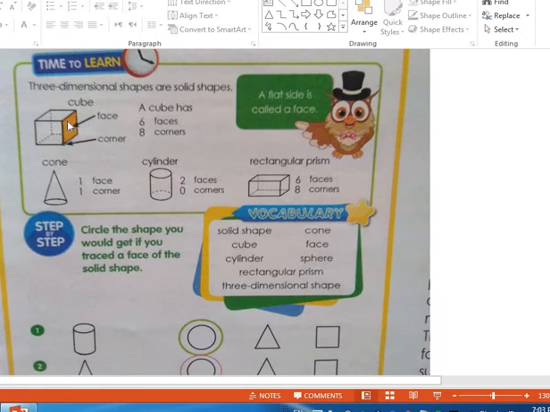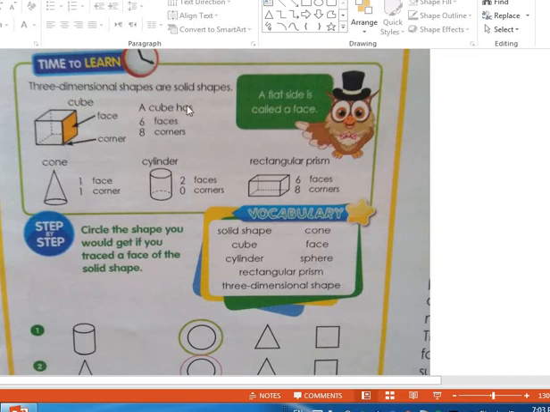So I have here 3-dimensional shapes, which are solid shapes. The cube has faces. It has now what? Face. And it has what? Corners. As I told you about the corners before.